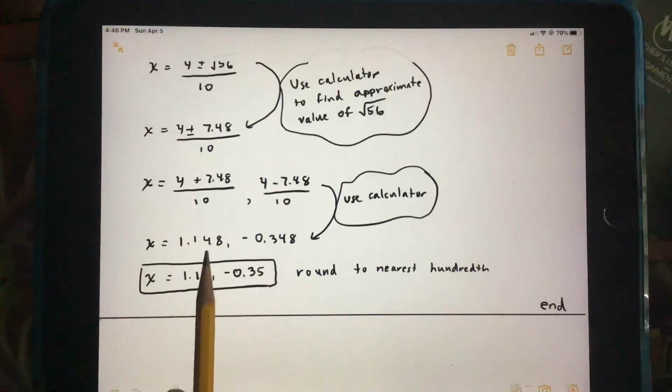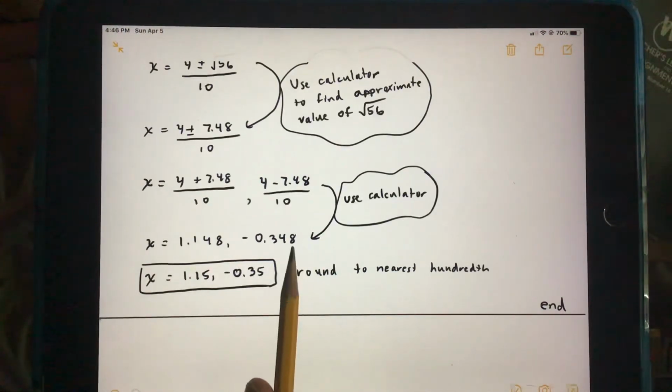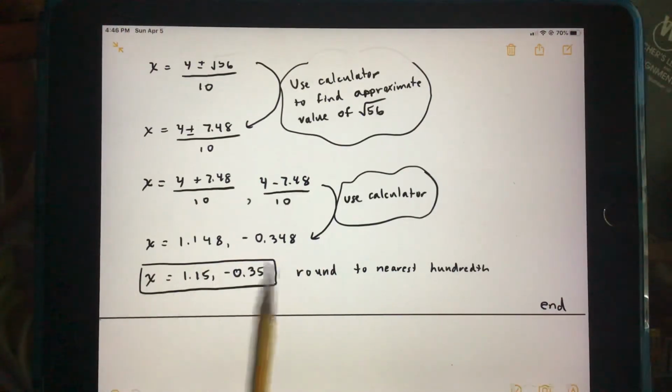We're going to bump that 4 up to 5 because we see an 8 to the right of it, and that 4 is going to bump up to a 5 because we see an 8 to the right of it. So here's our final results. 1.15 and negative 0.35 are the approximate values that solve this quadratic equation.